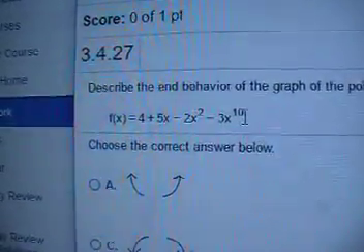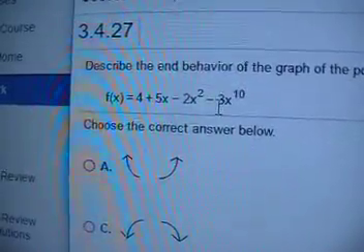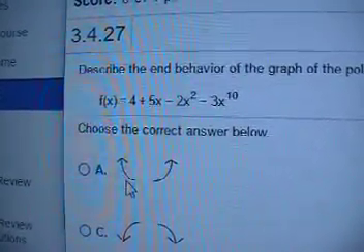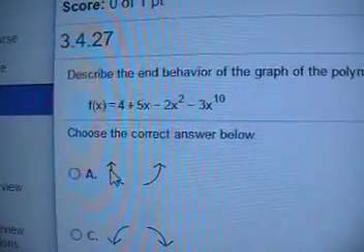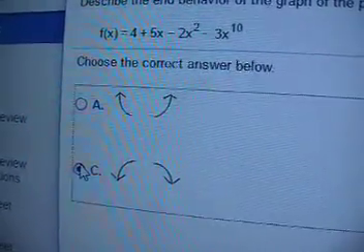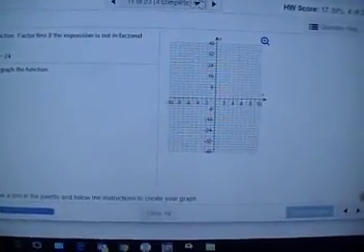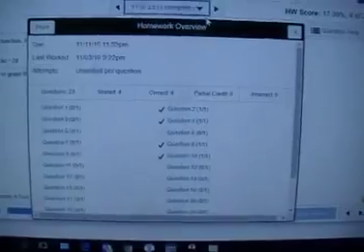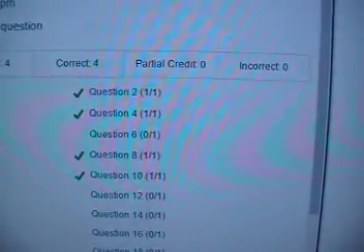We have an even degree. That means they're both going in the same direction, but it's a negative leading coefficient. Normally, evens look like parabolas like this one when the leading coefficient is positive. So if it's negative, you pick the one that's opposite down here on C. This one's C because of the negative leading coefficient. Okay, so the 4 problems from section 3.4 are right there, 2, 4, 8, and 10.